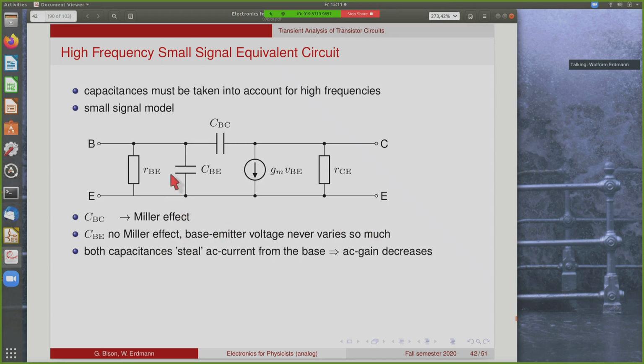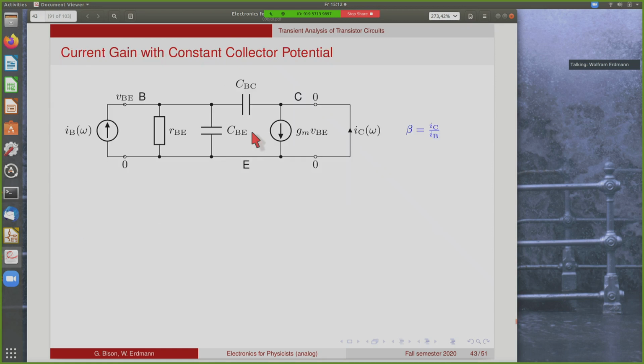However, when you go to high frequencies, both of these kind of steal AC current from the base. So when you come in here with a high frequency current, you open these capacitors, open a parasitic path for this current, and that will eventually reduce your current gain. So while at DC, the current can only go through here and is amplified by your transistor, now you need additional base current to have the same effect at the output, because some of the current will just go through these capacitors in an AC picture. So we can expect this current gain to become a function of the frequency.